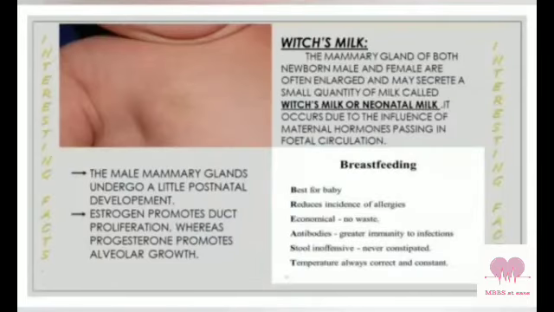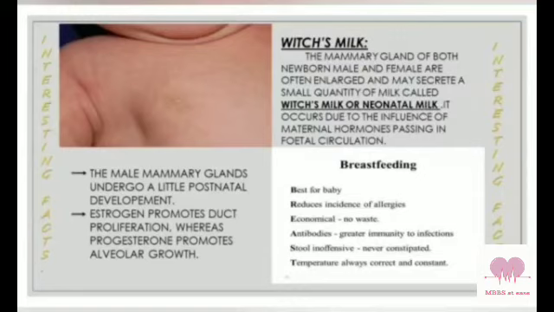Witch's milk. The mammary glands of both newborn male and female are often enlarged and may secrete a small quantity of milk called witch's milk or neonatal milk. It occurs due to the influence of maternal hormones passing in the fetal circulation. The male mammary glands undergo a little postnatal development. Estrogen promotes duct proliferation, whereas progesterone promotes alveolar growth.